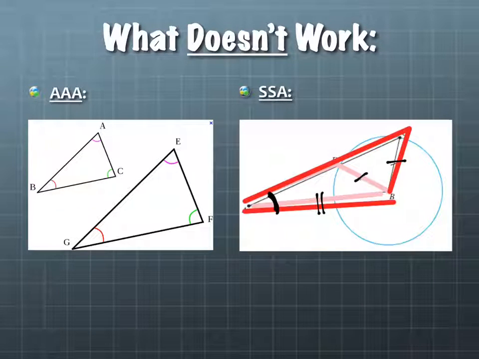And there's actually a picture drawn here of the two triangles that could be created, and they're definitely not congruent. One's acute and one's obtuse, right? So that's no good. So it doesn't work to have side-side-angle.